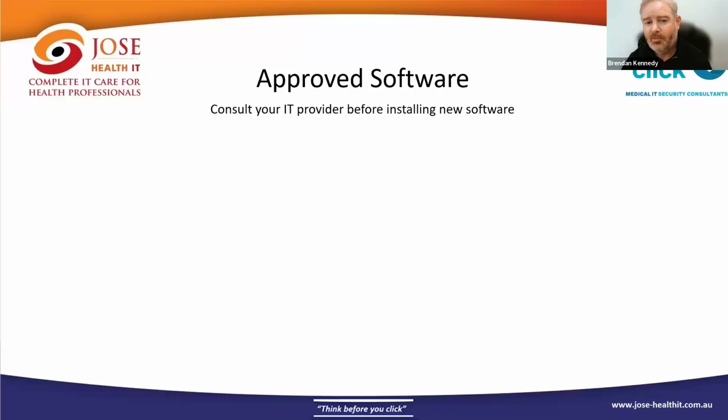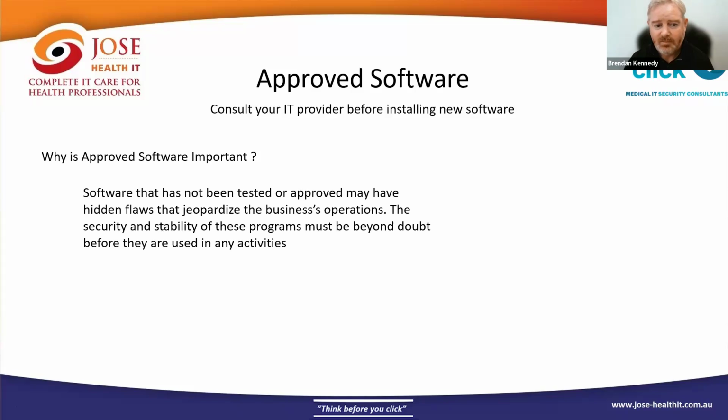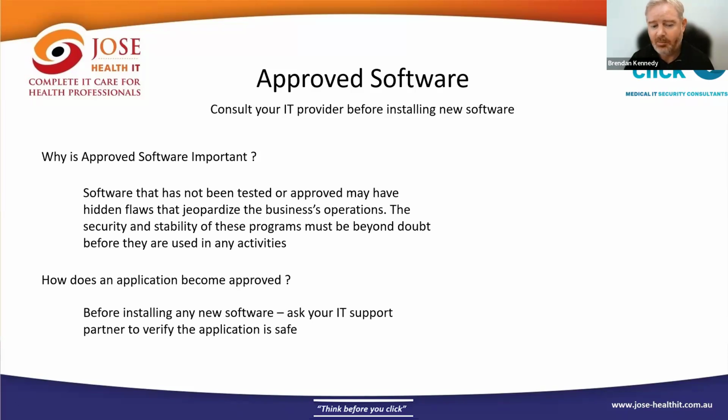Approved software. So why is approved software important? Well, it's software that's been tested. It's not going to have hidden flaws that's going to jeopardize the operation of your business. Usually they've been tested at least vigorously by a number of different people or organizations, and they're beyond doubt of what they're used for. So how does an application become approved?